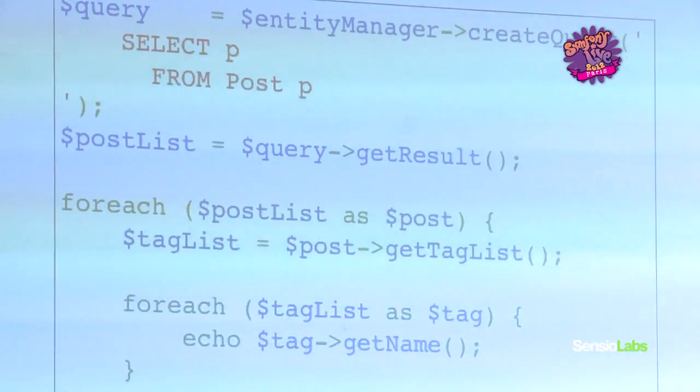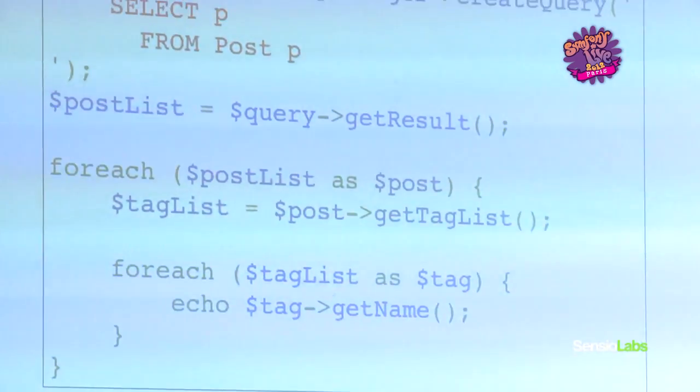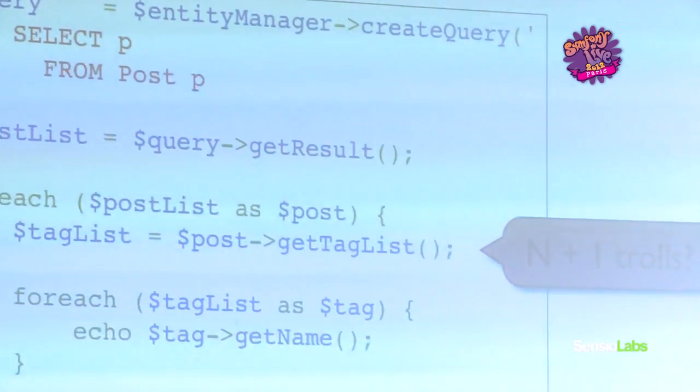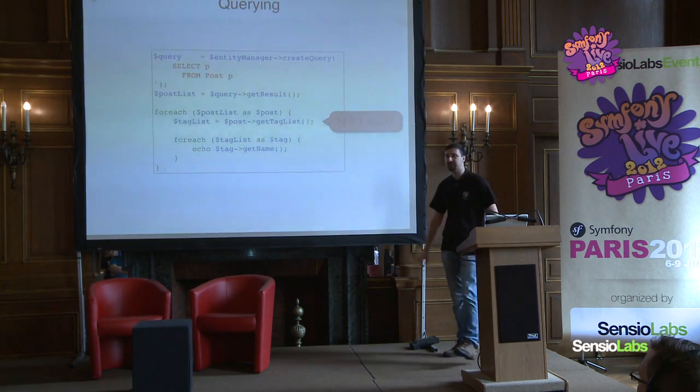Good? That's a very simple piece of code. What happens? You're going to suffer an n+1 issue here. So there are any trolls like, you should do that. So what's the actual point here?